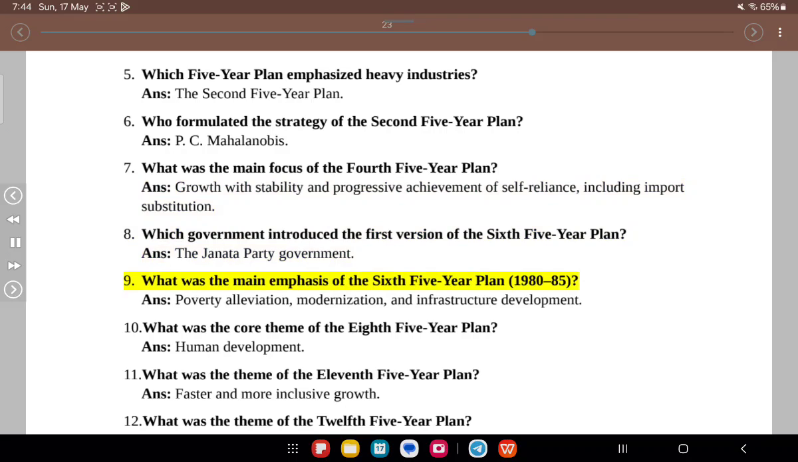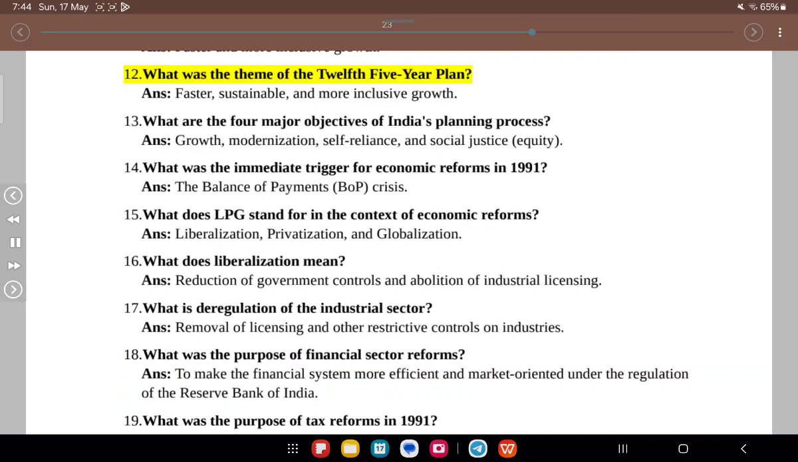9. What was the main emphasis of the sixth 5-year plan, 1980-85? Ans. Poverty alleviation, modernization, and infrastructure development. 10. What was the core theme of the 8th 5-year plan? Ans. Human development. 11. What was the theme of the 11th 5-year plan? Ans. Faster and more inclusive growth. 12. What was the theme of the 12th 5-year plan? Ans. Faster, sustainable, and more inclusive growth.